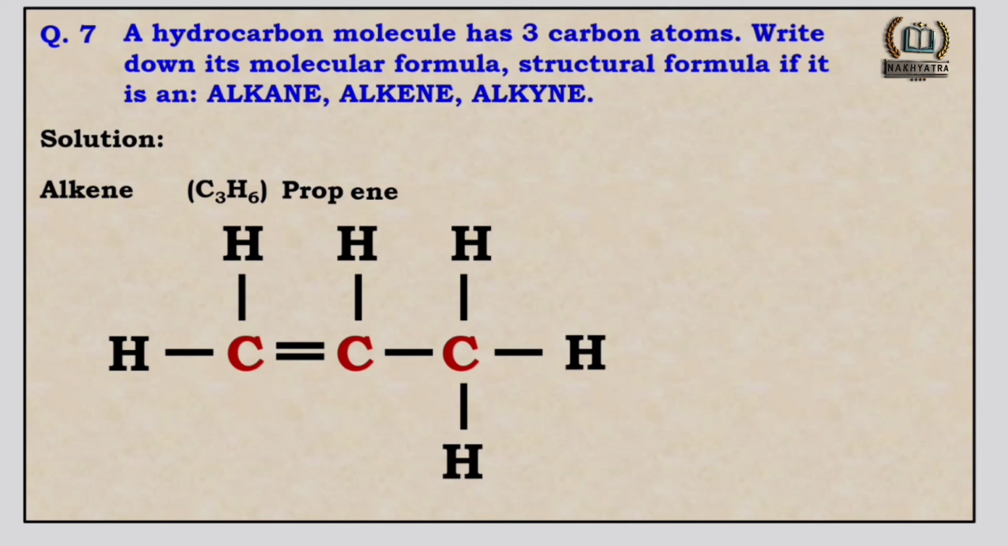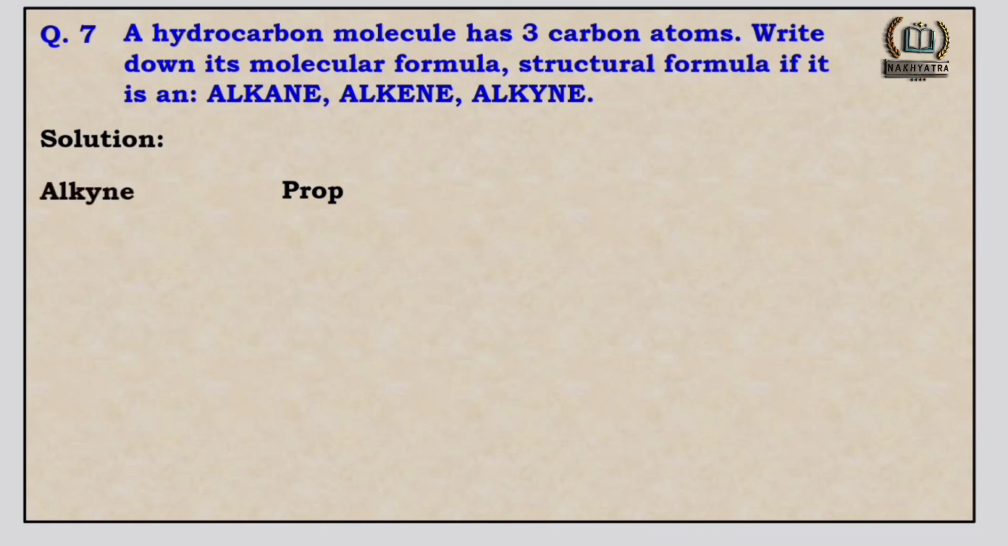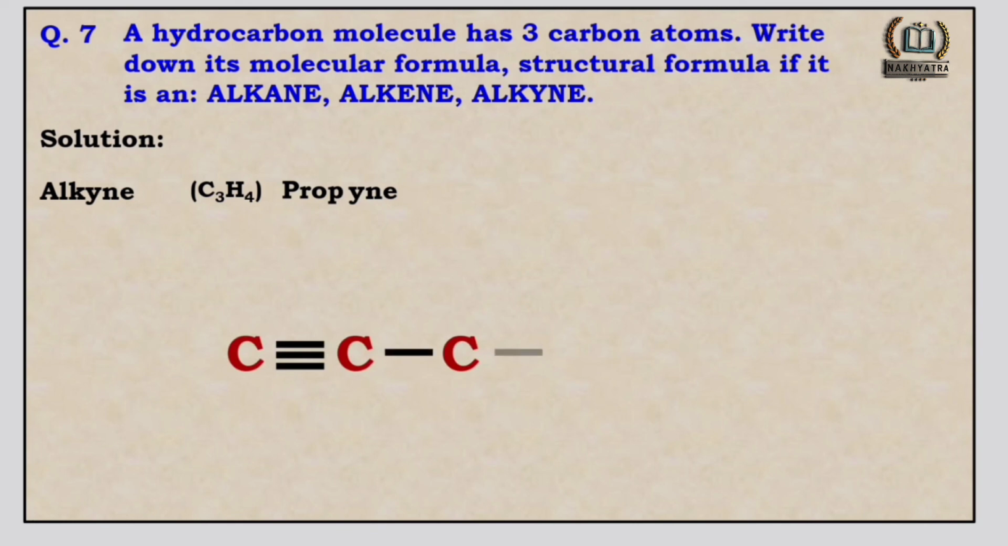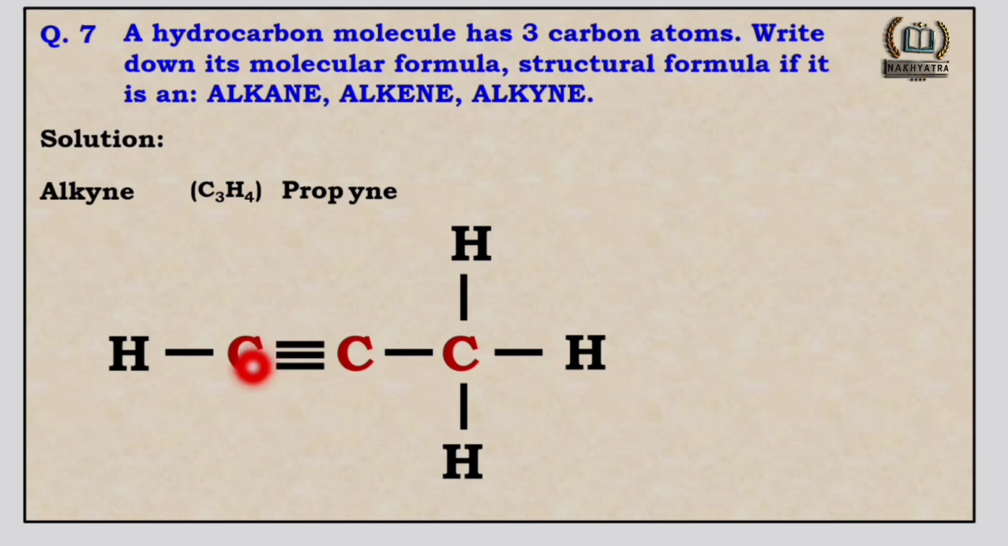Next we will see for alkyne. Now write the molecular formula for alkyne. So C3H4 is the molecular formula for alkyne when 3 carbon atoms are present. And here the compound name will be propyne. Here the suffix will be yne because it is an alkyne. And see, in alkyne we know that there are triple bonds present. So see the structure of propyne. So this is the structure of propyne. See the triple bond present between these 2 carbon atoms. So clear everyone?